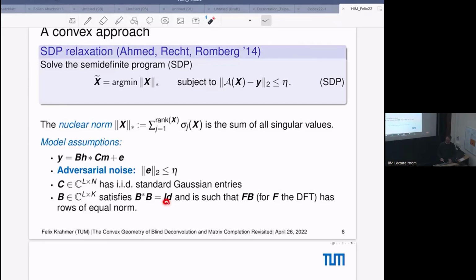This is satisfied: we want it to be a tight frame, so that B star B is the identity. And also, the Fourier transform of this has rows of equal norms. That's just to prevent some entries in the submitted signal from having no significance. So we want things to be equally spread. If we don't have this, it's more technical. Probably you can still do it, but this is satisfied for the example that I gave you, and it just makes the analysis a little simpler.